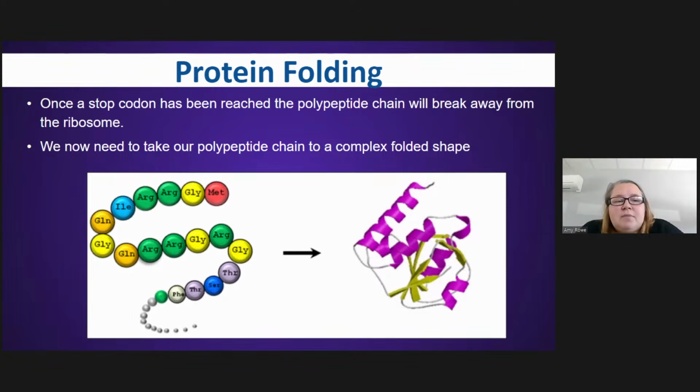So once our ribosome has reached a stop codon, it will stop translating the mRNA, and it will detach, and our polypeptide chain will break away from the ribosome. At this point, we just have what's known as the primary structure of our protein, which is just our polypeptide chain. The polypeptide chain isn't yet a protein. What needs to happen is it needs to be folded up into a very complex shape so that it's able to perform its function.